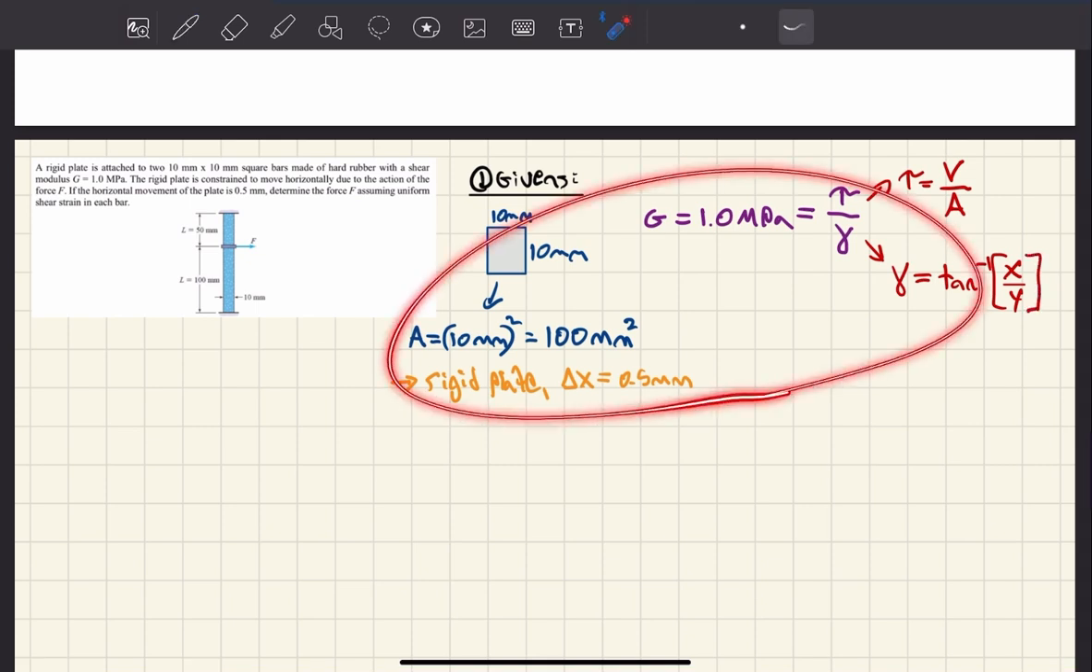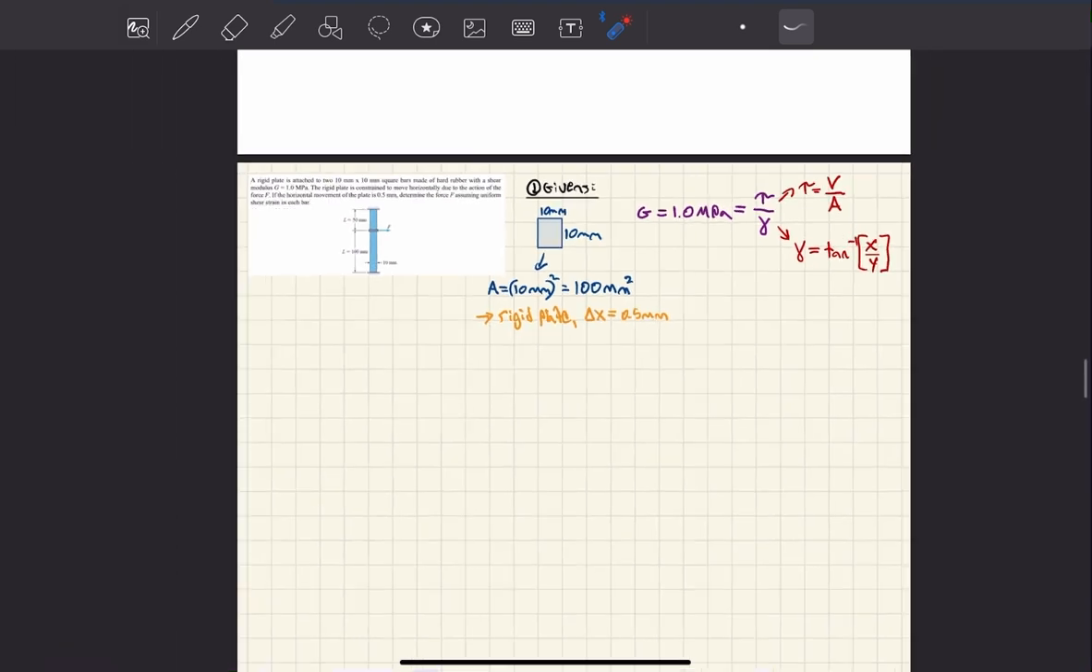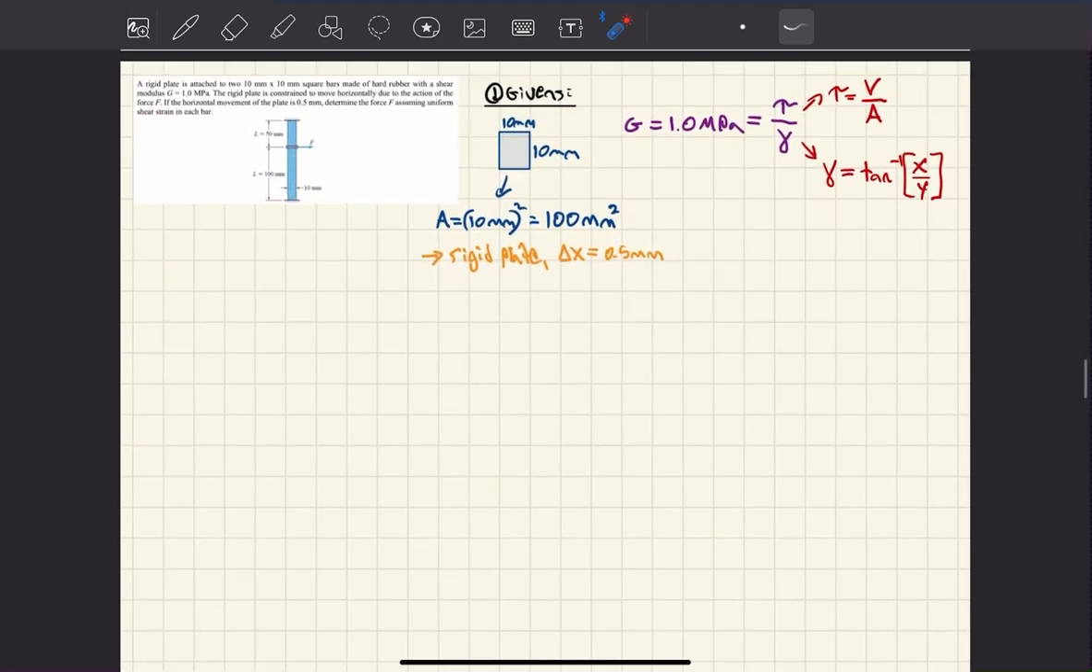But I think that is all for givens. We can move on to unknowns. Obviously we're given these lengths, and that's pretty important, but if we need it, we will reference it. So we can move on to unknowns. Actually, let's put unknowns up here. The unknown is that we want to find the force F.